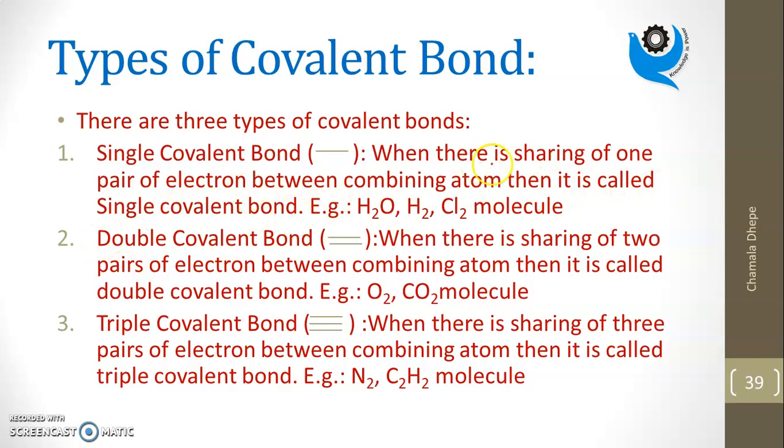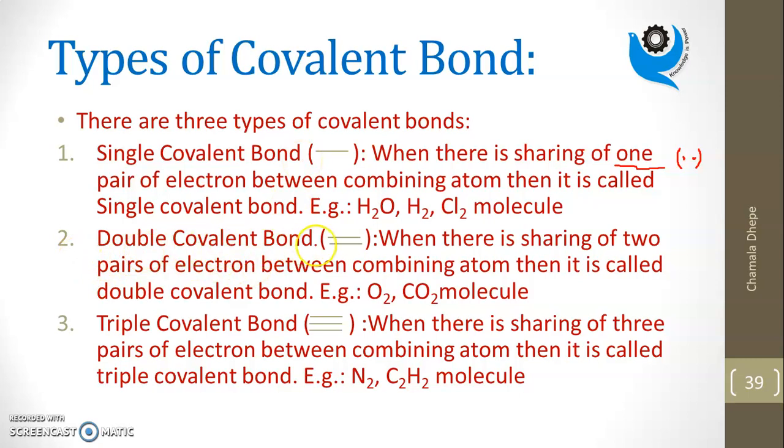Again, I am going to repeat. How many pairs are shared? One pair. Only one pair is shared. One pair means how many electrons are shared? Suppose one atom is sharing one electron, then the other atom is also sharing its one electron. So, one pair is shared. In one pair, how many electrons are present? Two electrons. So, when one pair is shared, a single covalent bond is present.